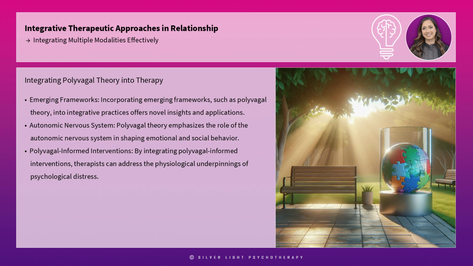Incorporating emerging frameworks, such as polyvagal theory, into integrative practices offers novel insights and applications. Polyvagal theory, developed by Stephen Porges, emphasizes the role of the autonomic nervous system in shaping emotional and social behavior. By integrating polyvagal-informed interventions, such as regulating breath and enhancing social engagement, therapists can address the physiological underpinnings of psychological distress, adding a valuable dimension to traditional therapeutic modalities.